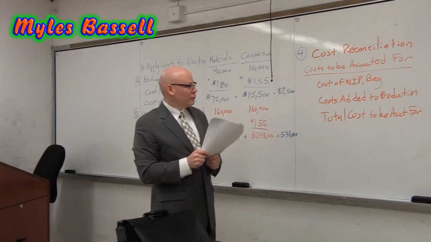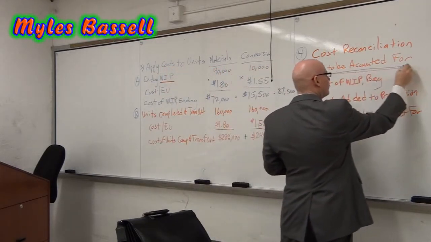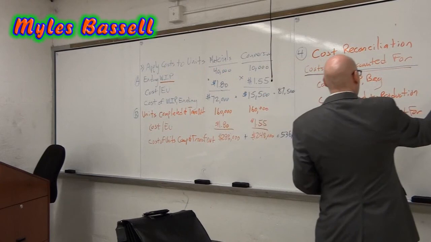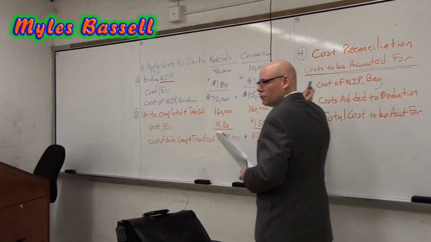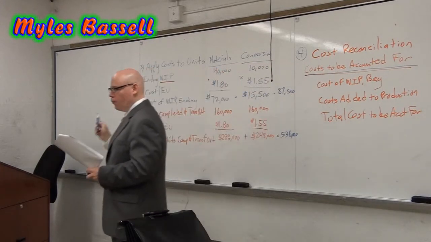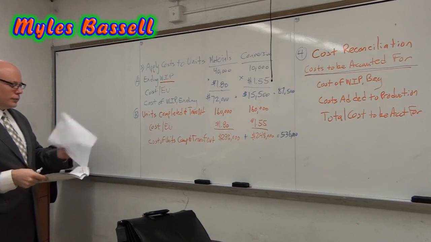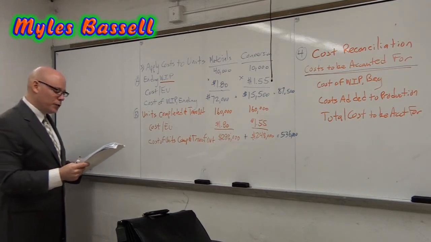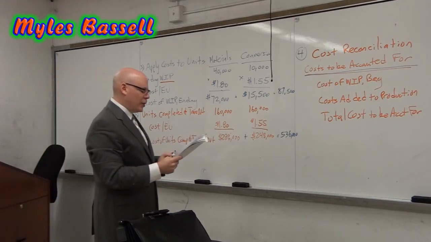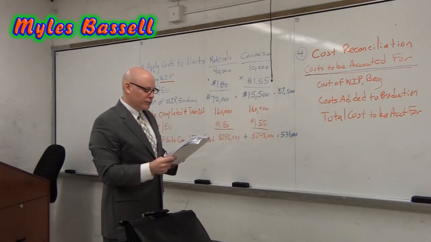Question? Yeah, so we get 50,000. 50,000 is in part 2 when we did the equivalent units. It's the 25,200 for materials. That's the cost of the beginning WIP. And 24,800 is the cost of conversion.